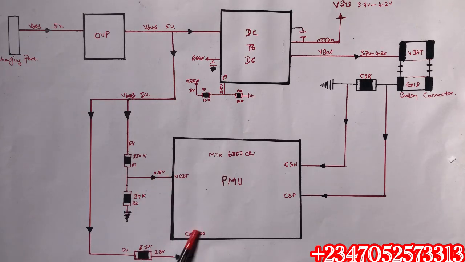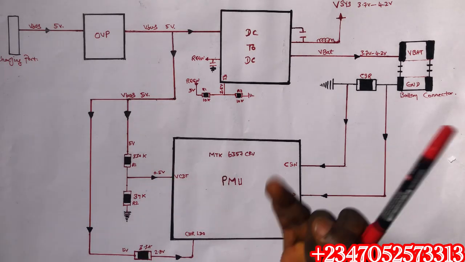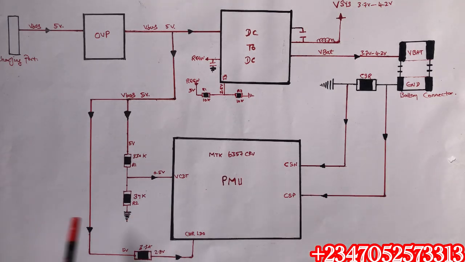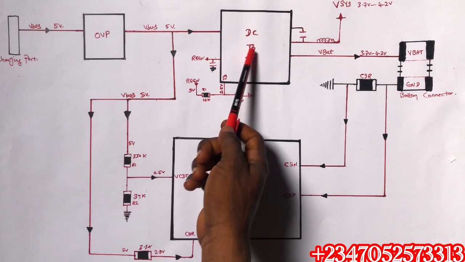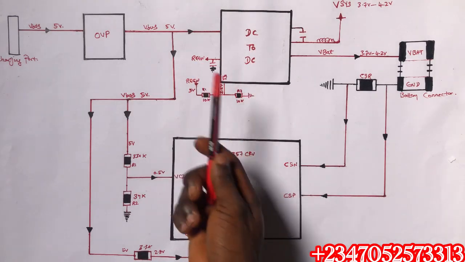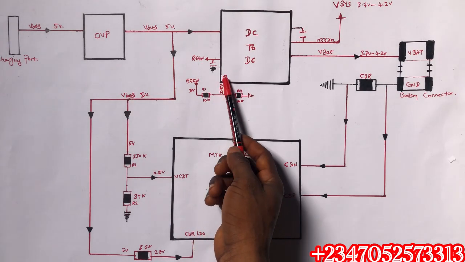If any of this line is faulty, number one, your phone will not charge. Number two, it will be showing charging error. Please unplug charger. And then let's move to the other lines. So now this is our DC to DC converter. So now inside this charging IC, we also have a line that is called TS.